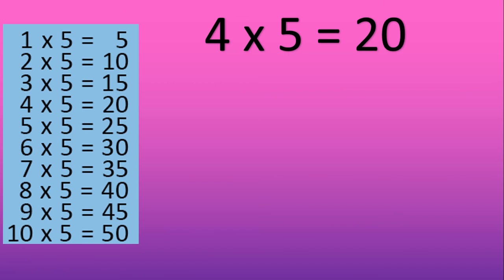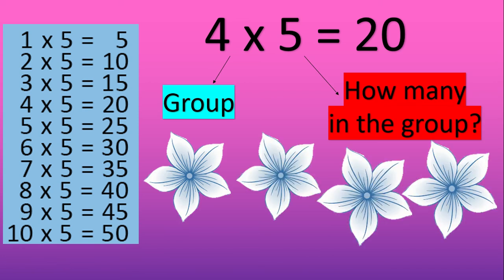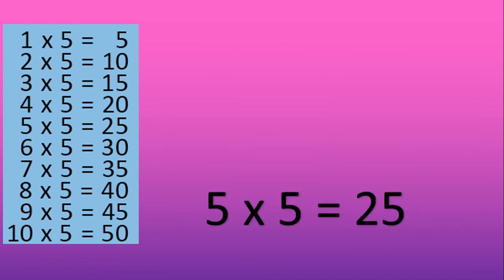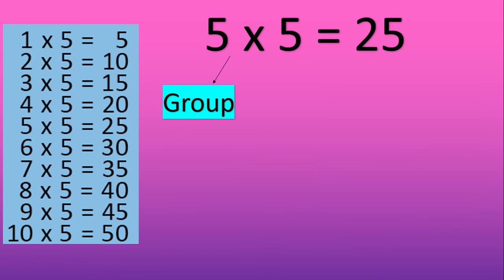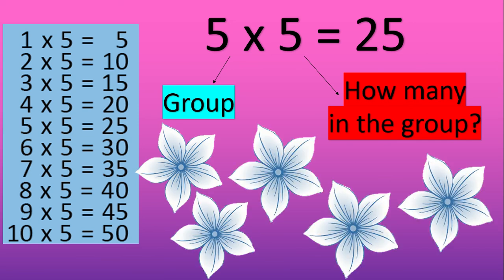Let's look at 4 times 5 equals 20. Why? I have 4 groups and 5 petals in each group. So let's count in 5s. 5, 10, 15, 20. Therefore the answer is 20. 5 times 5 equals 25. Let's test it. I have 5 groups, and in each group I have 5 petals. Let's count in 5s. 5, 10, 15, 20, 25. So that's true. That's why 25 is the answer.